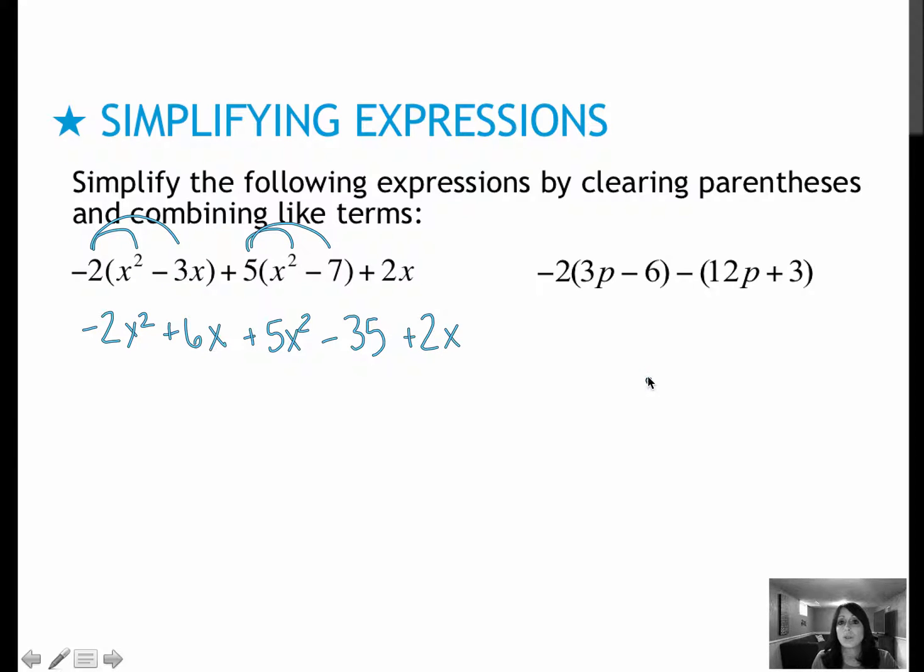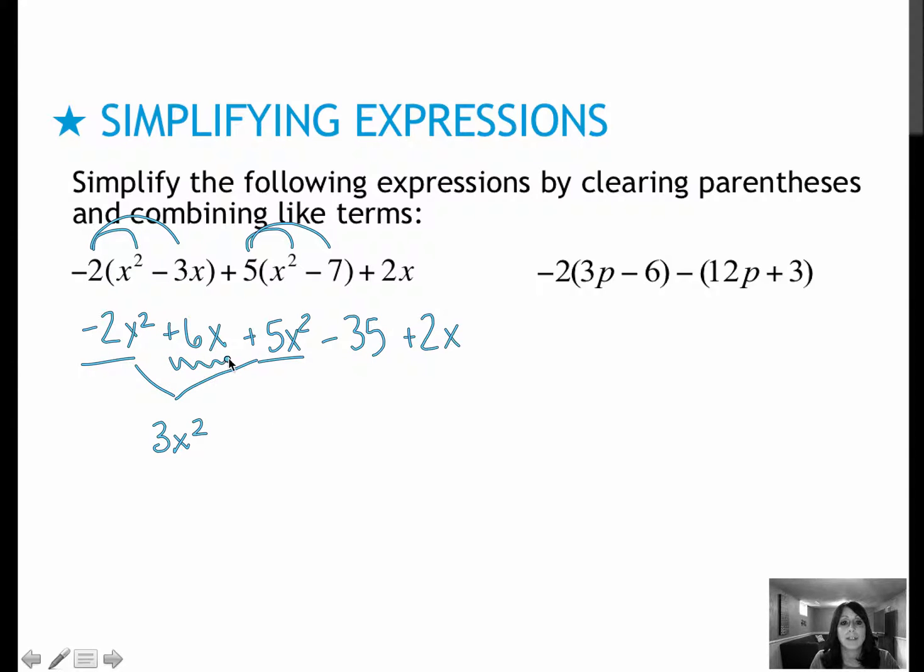When I combine like terms, I need to make sure I remember that x squareds go with x squareds, x to the first goes with x to the first, and constants, which are regular numbers, go together as well. So I've got a negative 2x squared and a positive 5x squared. Those combine together to make 3x squared.